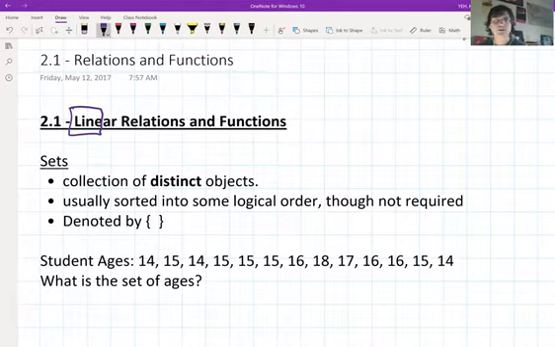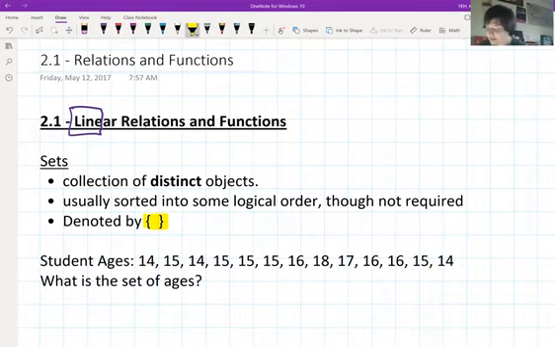Sets are usually sorted into some logical order, not always. The reason we try to sort them is that it becomes easier for our brains to see what's in the set if we go from lowest to highest, for example, as opposed to a bunch of elements in no order. That's harder for our brains to search or process. And finally, sets are denoted with these curly braces that I just highlighted. If you see those curly braces, you know you're dealing with a set.